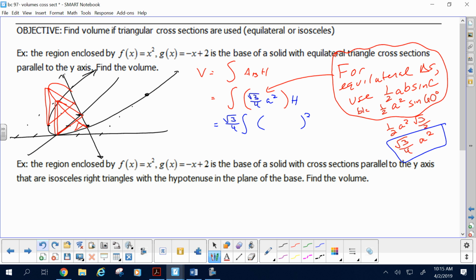What's the height here? DX or DY? Yes, yes. DX did. What about the side? A represents the side of the triangle.